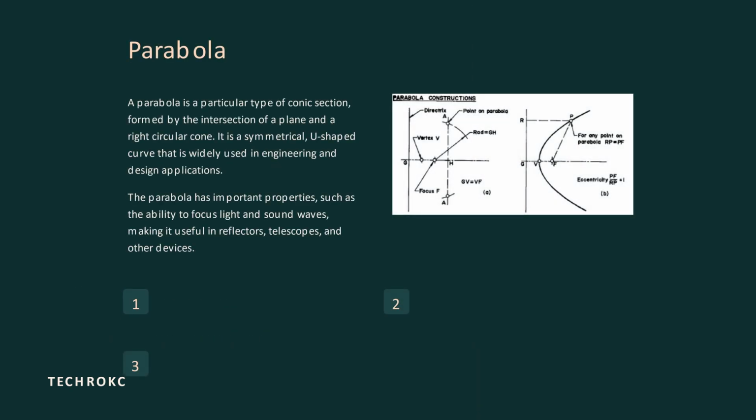The next geometric shape is the parabola. The parabola is a particular type of conic section formed by the intersection of a plane and a right circular cone. It is symmetrical and it is U-shaped. It's a U-shaped curve that is widely used in engineering and design applications. Some of the important properties of a parabola are the ability to focus light and sound waves, making it useful in reflectors, telescopes, as well as other devices.